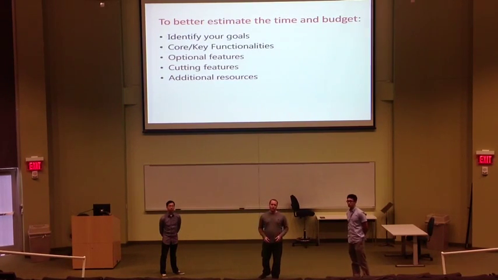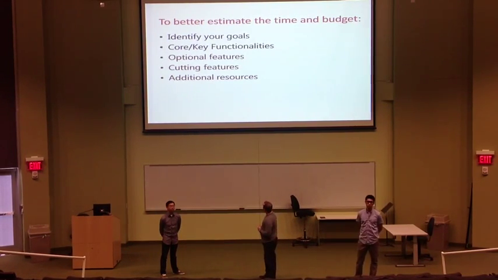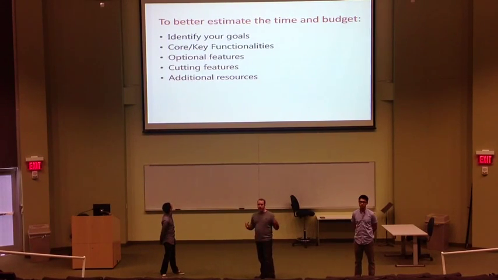What are the mechanisms by which you're trying to reach your goal? Optional features have to come after those things. You have to have specific goals, and you need to know what your core key functions are. And then you can worry about optional features.